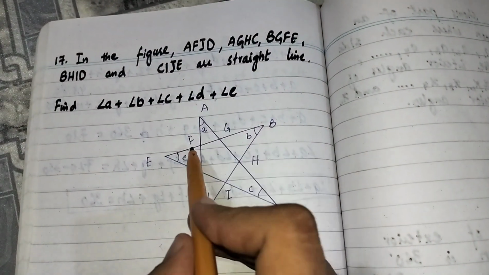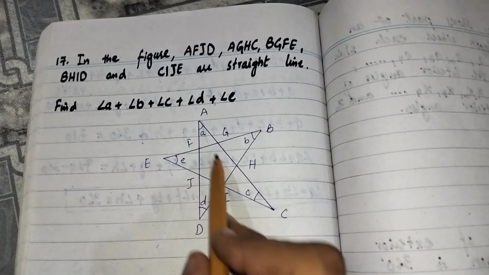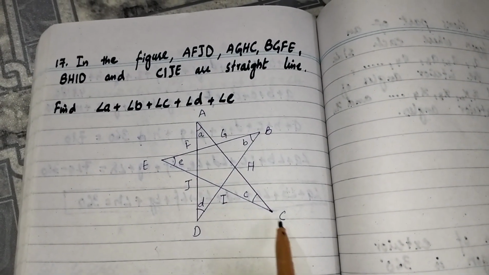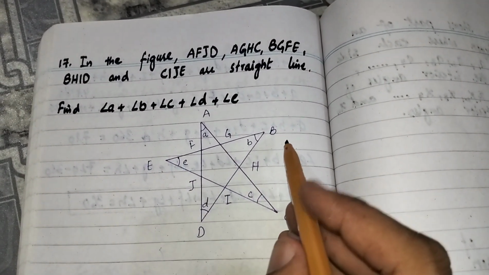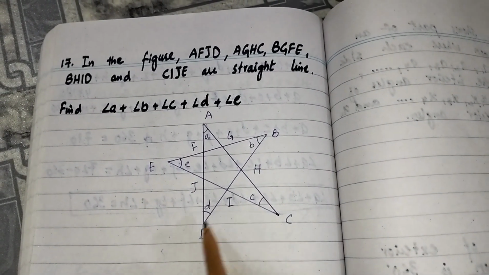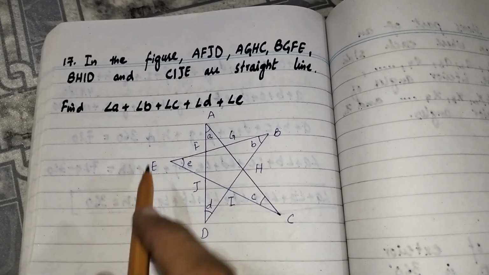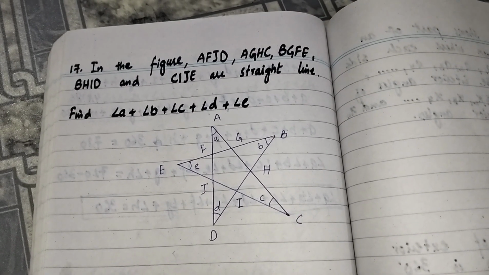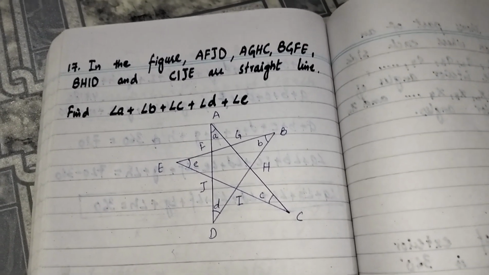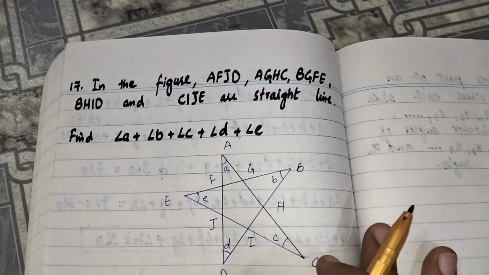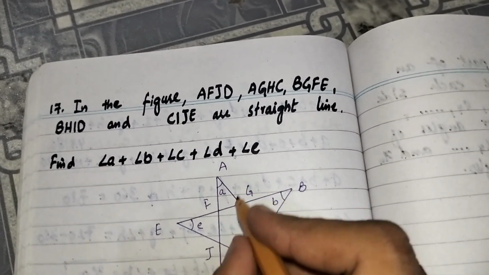Question number 17. In the figure, AFJD is a straight line, then AGHC is a straight line, then BGFE is a straight line, and the last one BHID is a straight line, and CIFJE is a straight line. These 5 straight lines are given and we have to find the sum of the 5 angles: angle A plus angle B plus angle C plus angle D plus angle E.